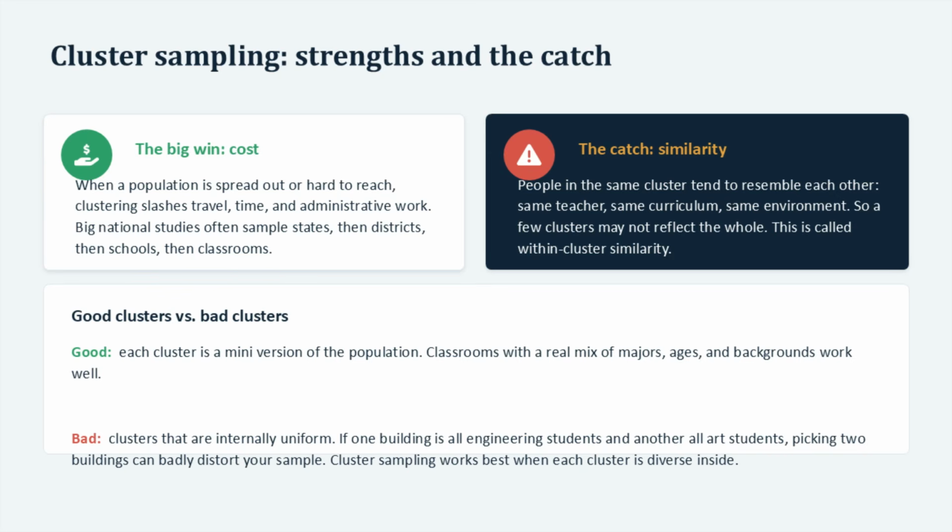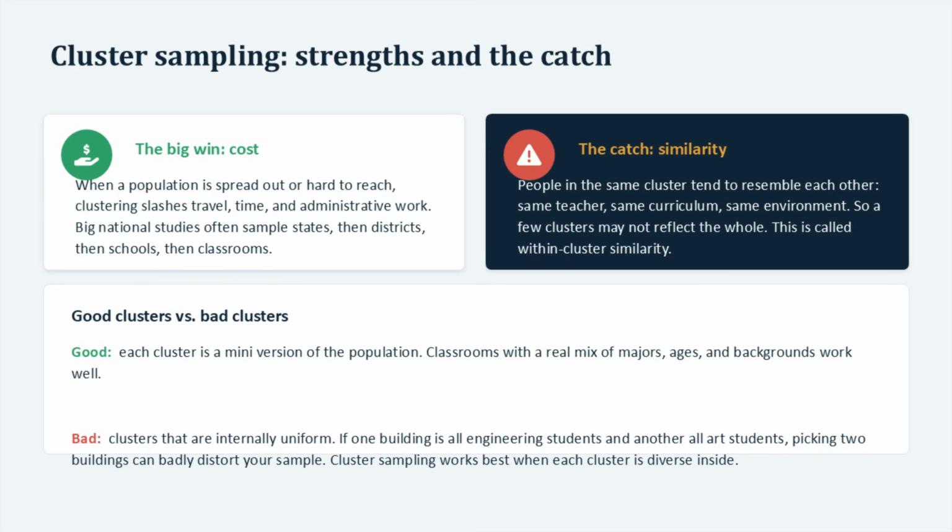Which brings us to the idea at the bottom: good clusters versus bad clusters. Ideally, each cluster should look like a small version of the whole population. So imagine a classroom with a real mix of students. Different majors, different ages, different backgrounds, different experiences. That kind of classroom can make a pretty good cluster. But now, imagine a university where one building contains mostly engineering students, and another building contains mostly art students. If you randomly choose only 2 buildings, your final sample could end up very unbalanced.